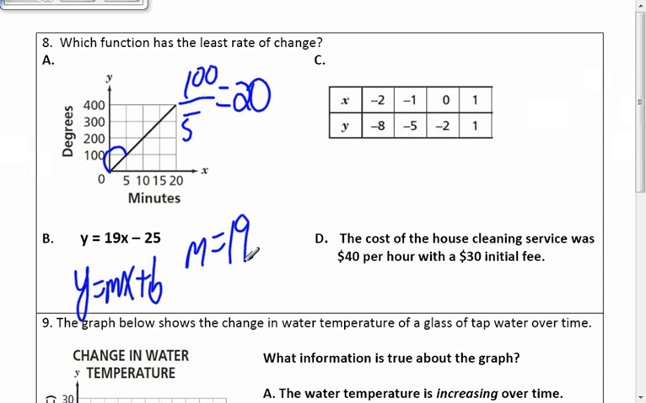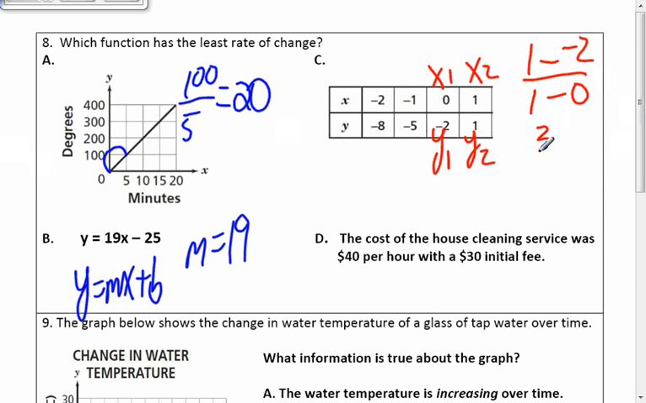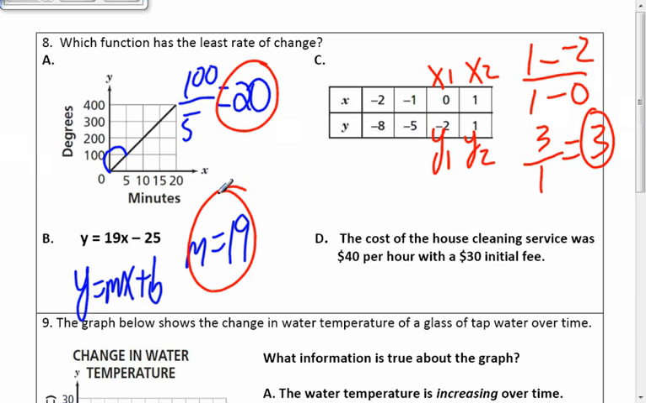For C, you can do x1, y1, x2, y2. Notice I'm picking the numbers that look the easiest to me. Oops, labeled that incorrectly. Let me fix that for you. So x1, y1, x2, y2. So 1 minus -2 over 1 minus 0 is 3 over 1, which equals 3. And the cost of the house cleaning service was $40 per hour with a $30 initial fee, and m equals 40. So C has the least rate of change.